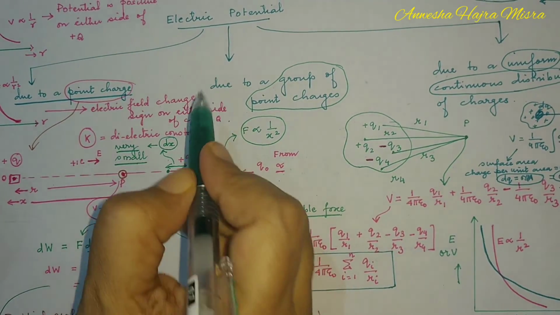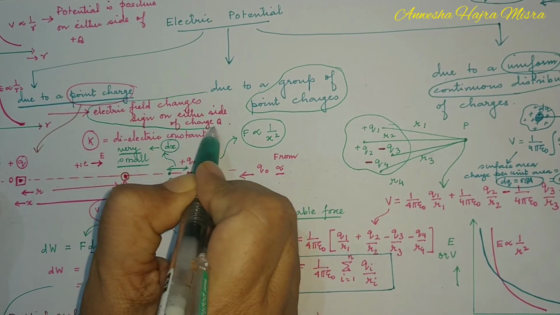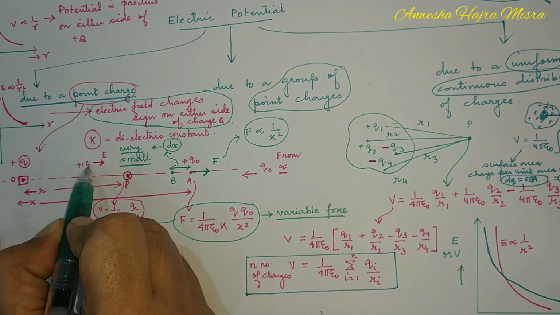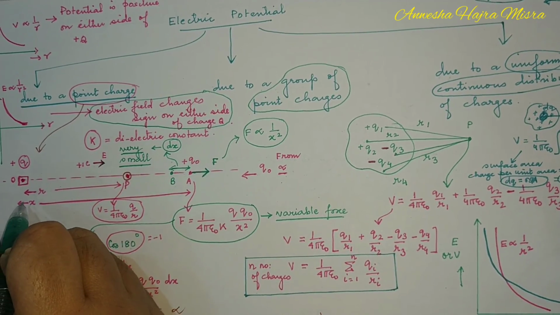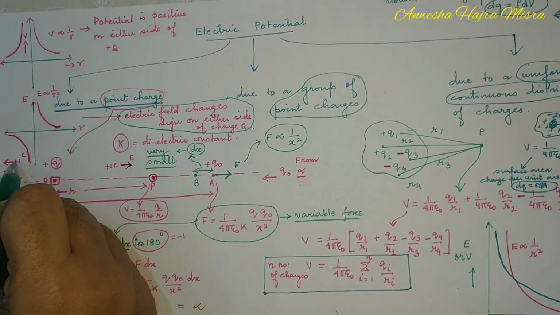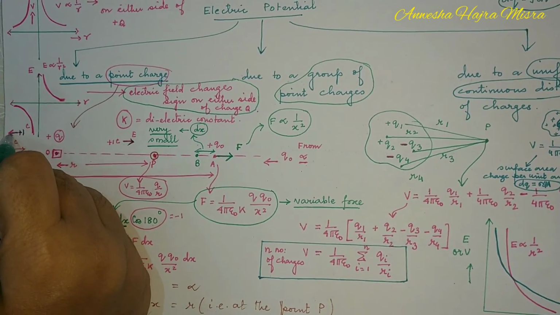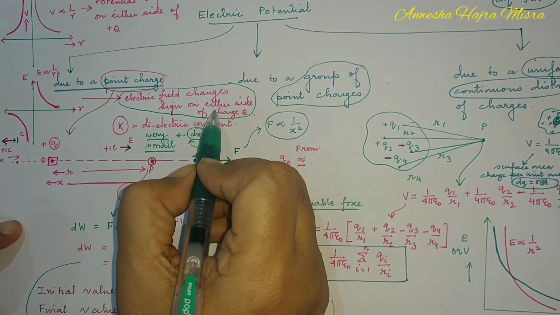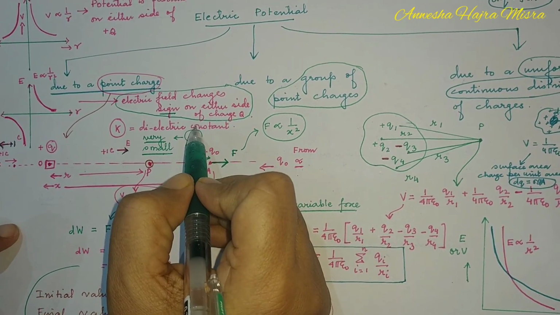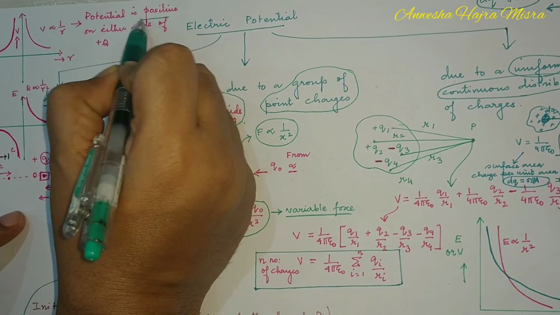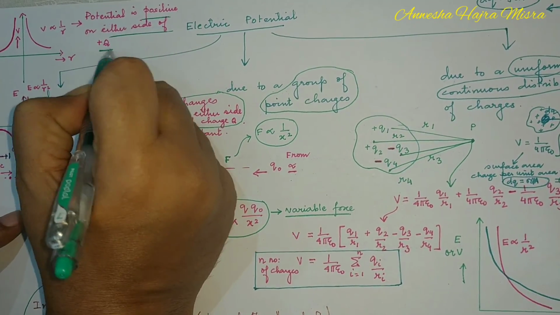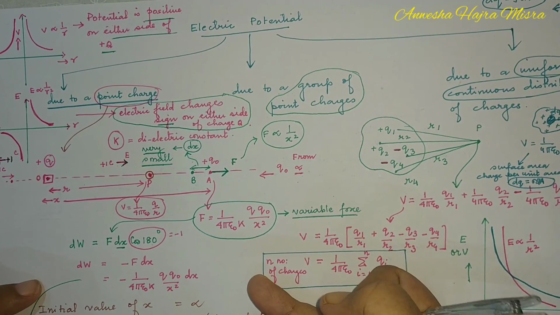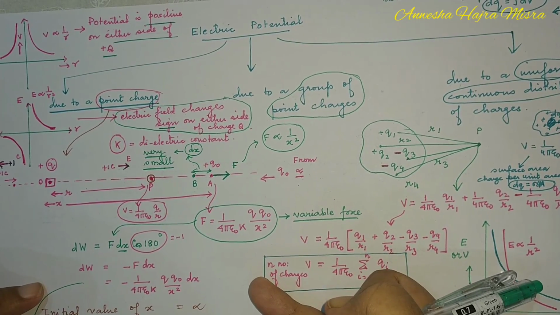Now, why is it so? Why does the electric field change sign on either side of Q? I told you, if you keep a plus 1 coulomb charge here, force will be in this direction, plus Q will repel. And if you bring a plus 1 coulomb charge here, force will be in the opposite direction. The electric field changes sign on either side of Q, but potential is positive on either side of Q. This is one important point to note for the difference in potential and intensity due to a point charge.